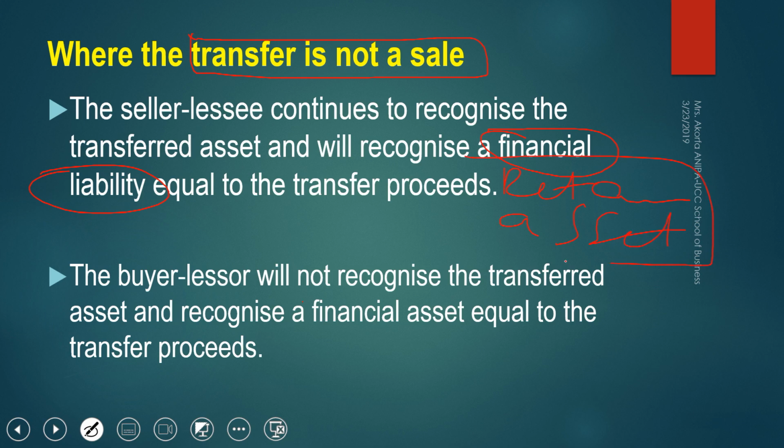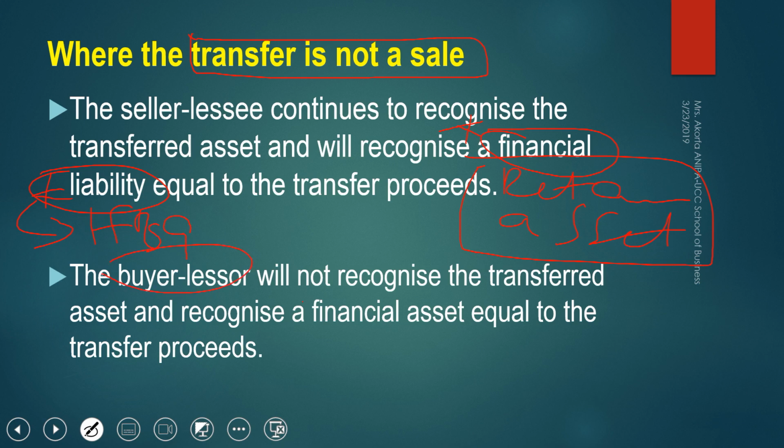My asset will not leave the books. And then I'll recognize the money you give me as a financial liability. And as a financial liability, it means I will apply IFRS 9 to account for that financial liability.